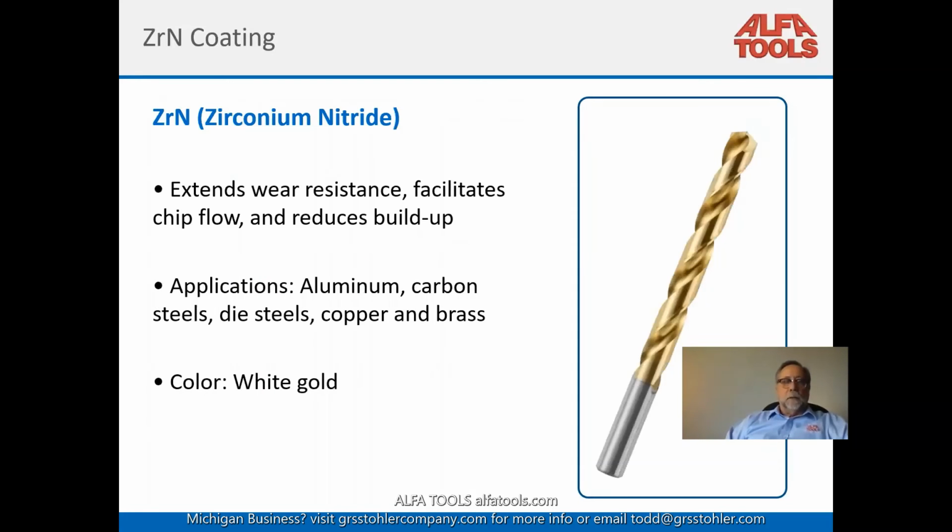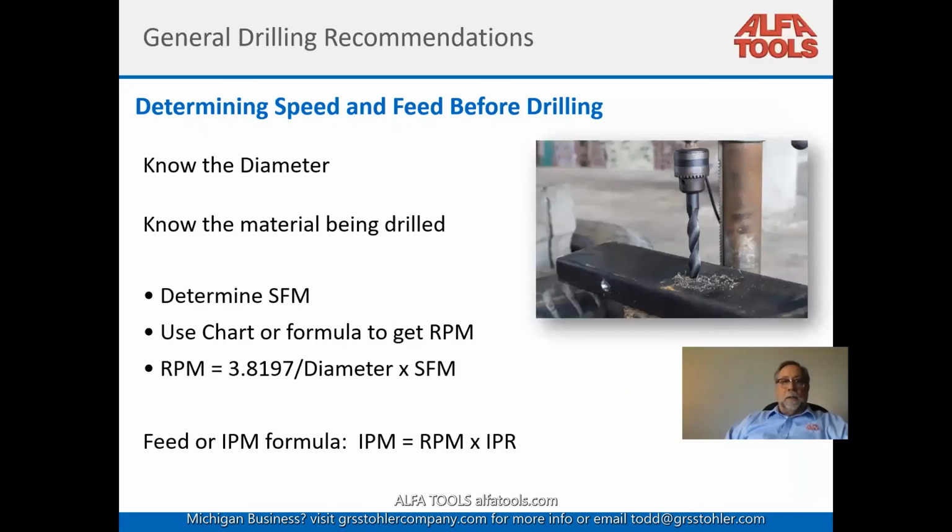Let's continue. So chromium nitride. So ZRN, this also extends wear, and this was developed for non-ferrous, aluminum, copper, brass, bronze, and then they found out it works pretty good in die steels as well. So that's kind of a white gold looking tool. So, drilling recommendations.